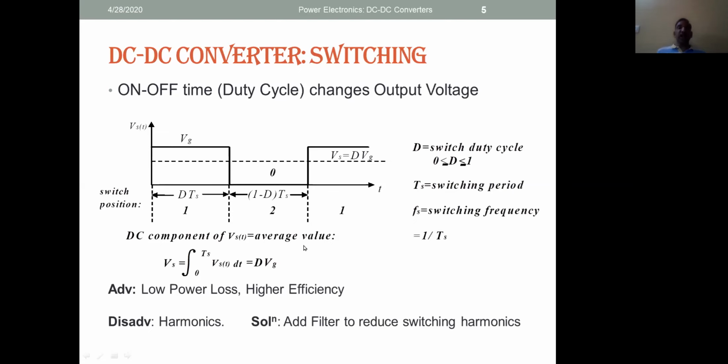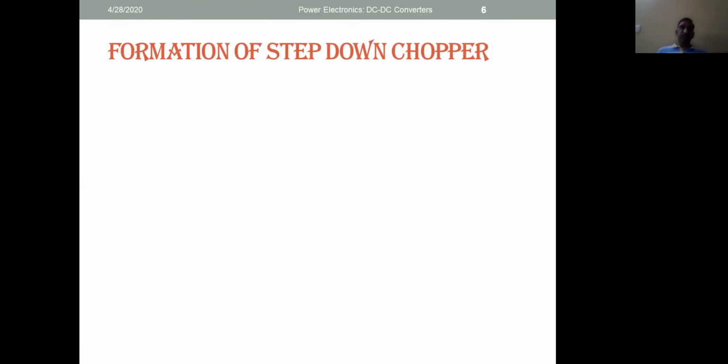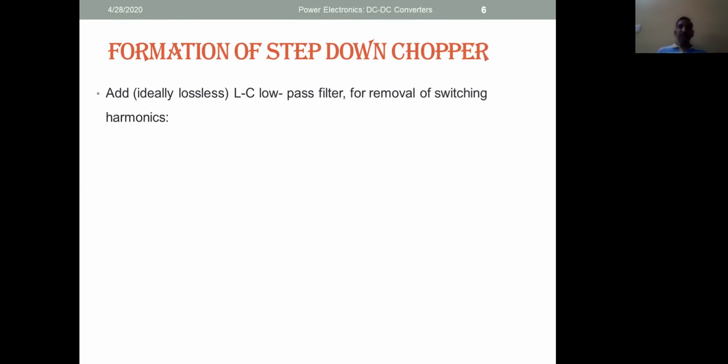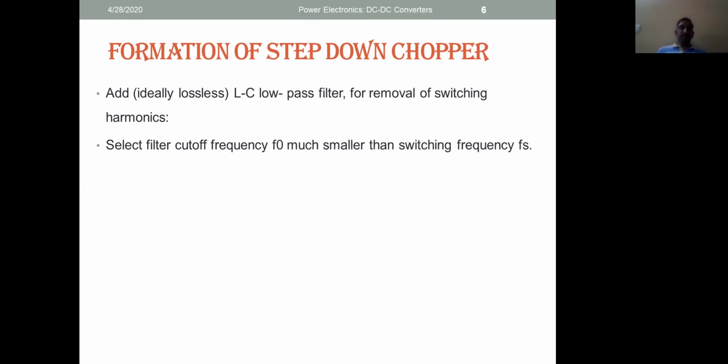Harmonics of very high frequencies. But that's good. If I'm getting harmonics of a higher frequency, I can easily reduce them using a low pass filter. Let us add a low pass filter to this scheme and form our first step down chopper, means add a lossless LC filter. Practically they have some losses, but for realization, consider it lossless.